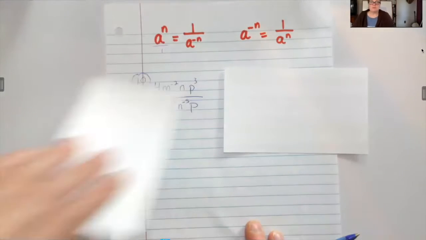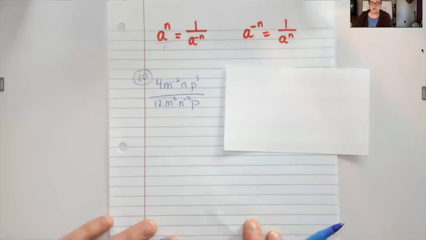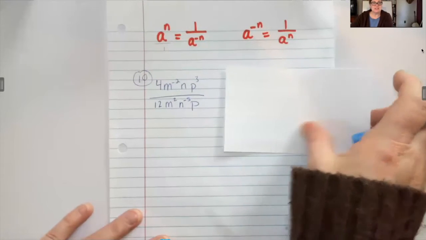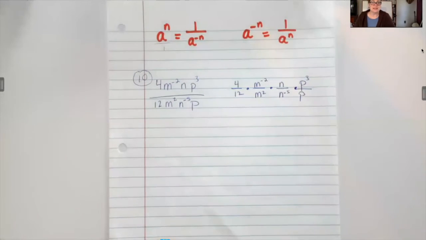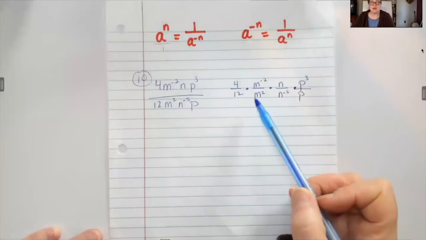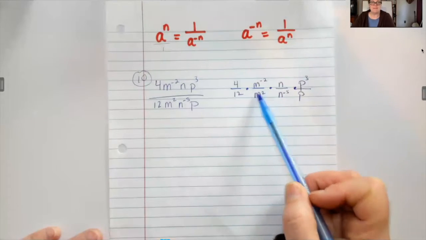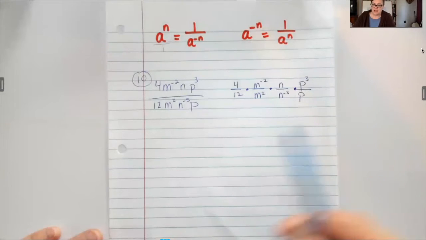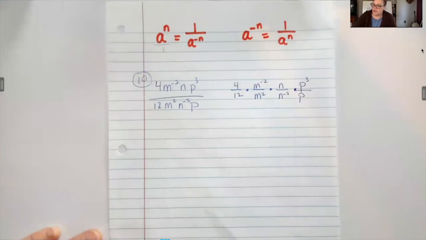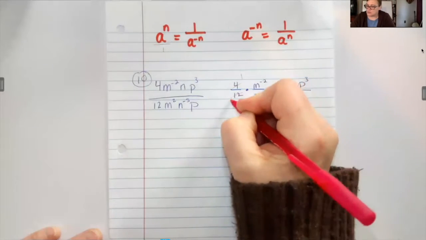So here is problem 10. The first thing that I did was I just split it up so that we could look at those like bases. I wouldn't normally do this in my work, but for explaining it, I wanted to show you your like bases of m, your n's, and your p's. And so we do have 4/12 that would reduce to 1/3.